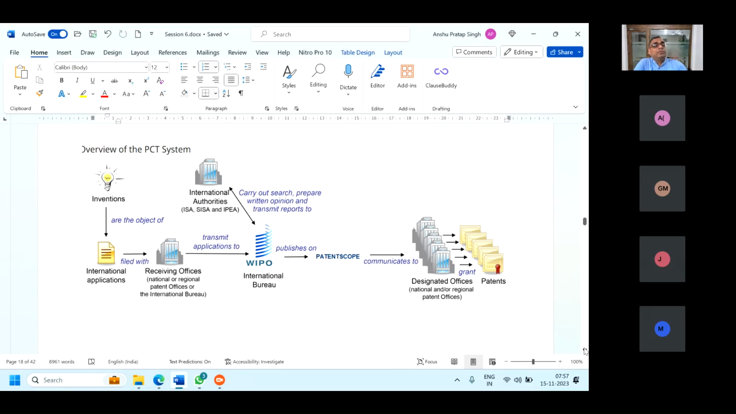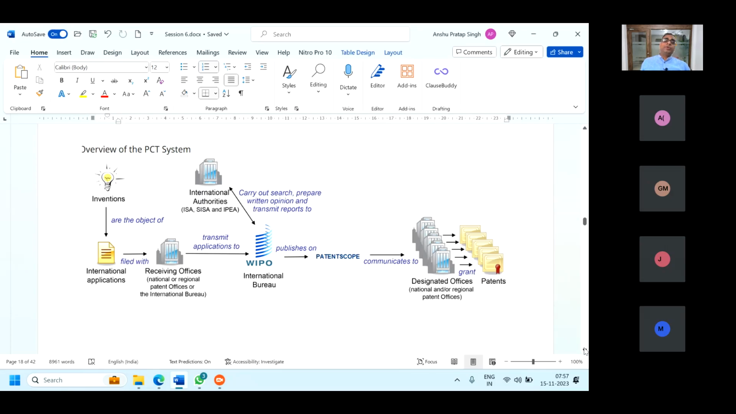Now we have an invention, which is the object of the international application. It is filed with the receiving office. This receiving office transmits the application to the WIPO International Bureau, which carries out the search, prepares the written opinion, and transmits the reports to WIPO. So there are international search authorities also, the International Patent Examination Authority or International Search Authority. These are international authorities which carry out the searching, and they will give you a search report.